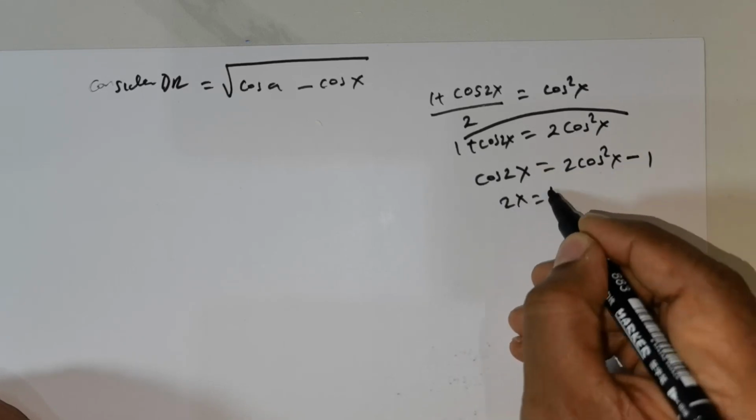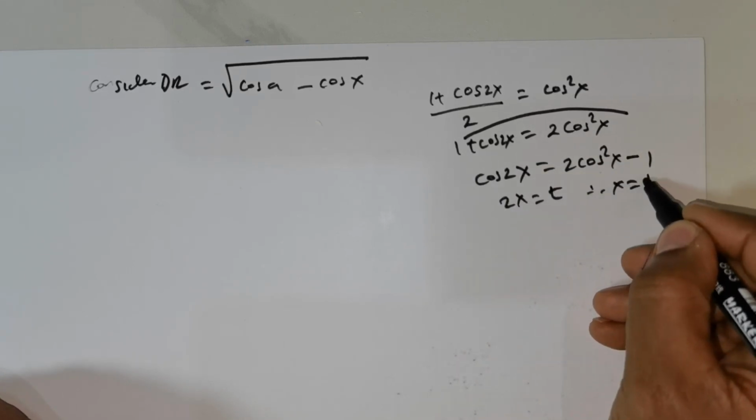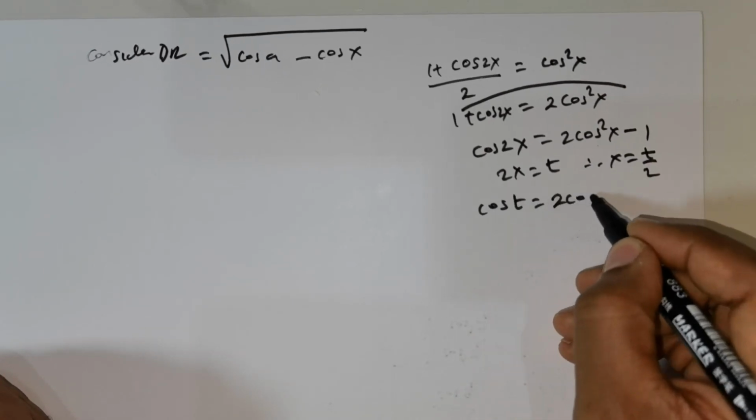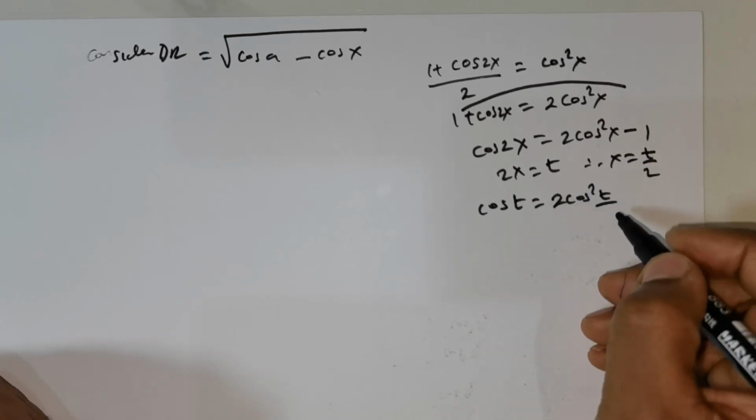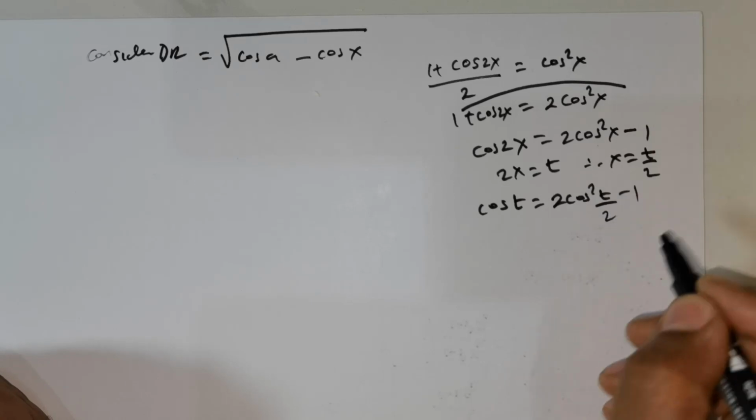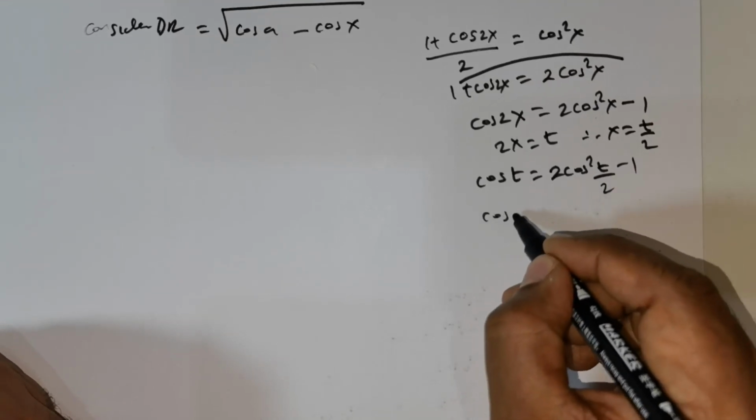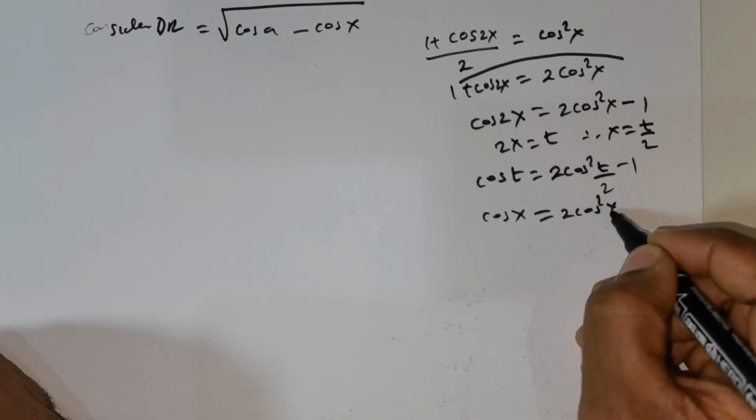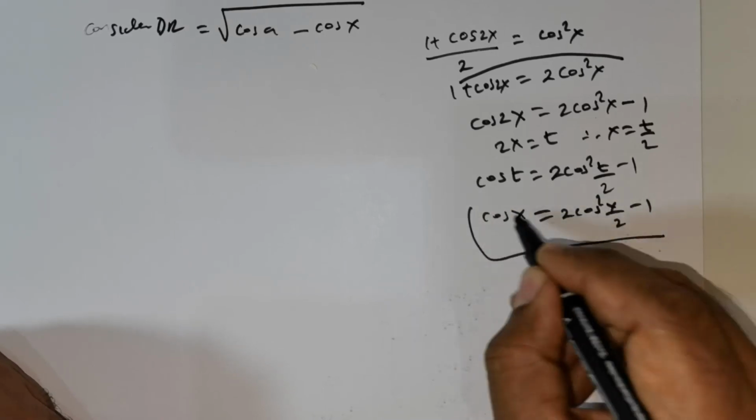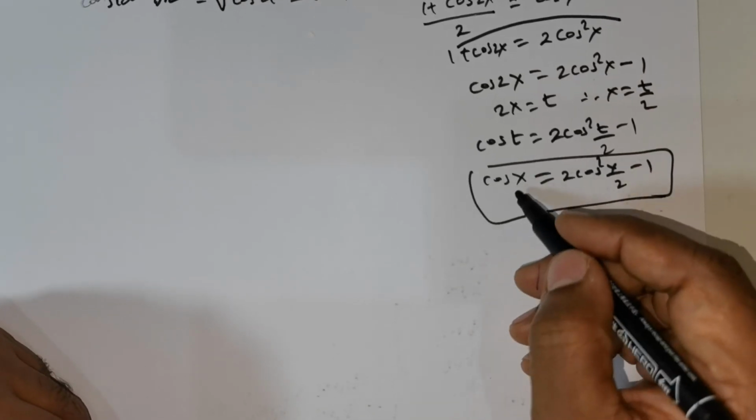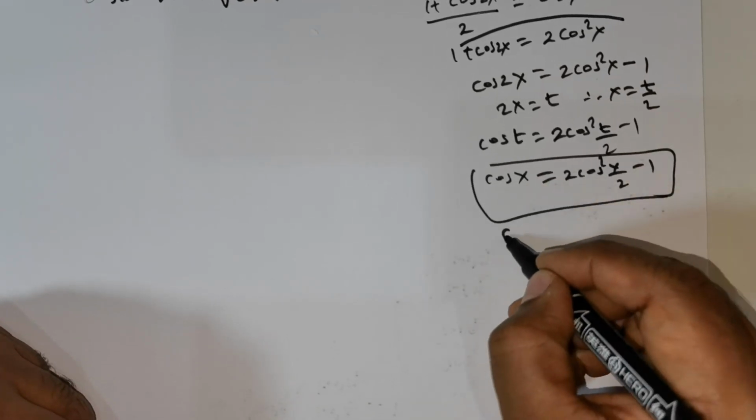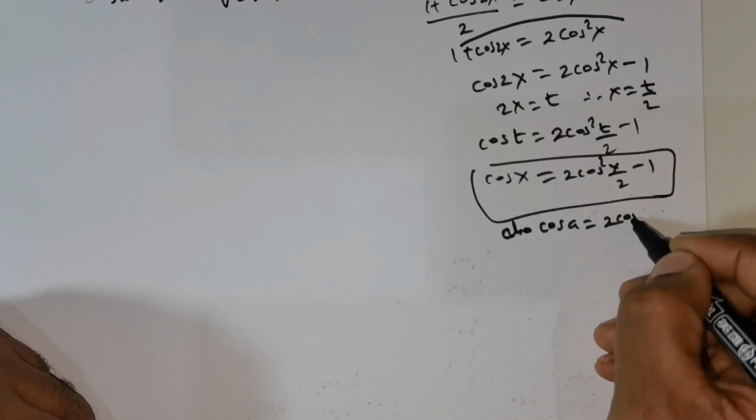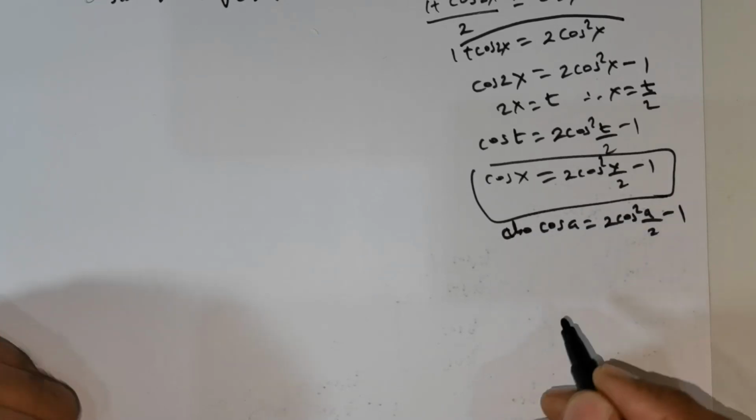If I were to take 2x = t, I get x = t/2. So this is going to be cos t = 2 cos squared (t/2) - 1. Now this can be reverted back to our x variable. So we got cos x = 2 cos squared (x/2) - 1. So wherever I have cos in the denominator, I will be utilizing this formula. Also cos a can be rewritten as 2 cos squared (a/2) - 1.